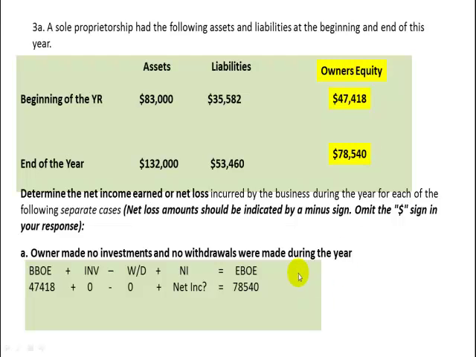So let's go a little further. We can take this idea and boil it down a little closer. So we've got 47,418 plus net income equals 78,450. So net income is the difference between the 78,450 and the 47,418, which will be 31,122. Let's see, this is problem 3A. Let's go on to 3B.